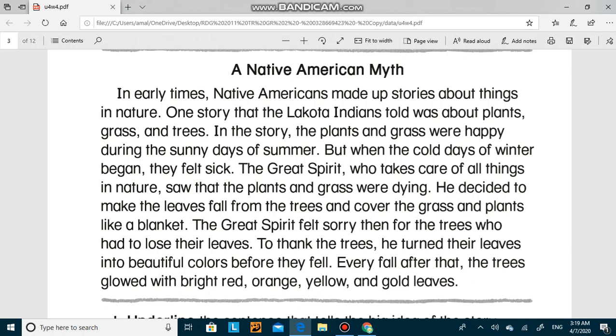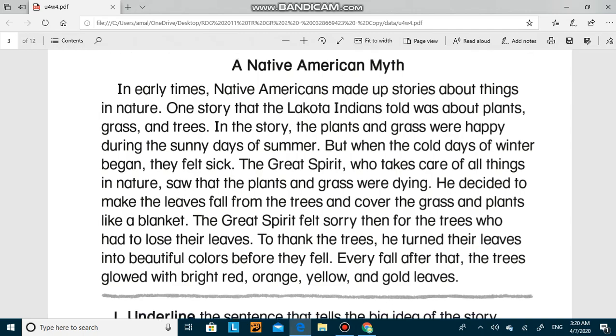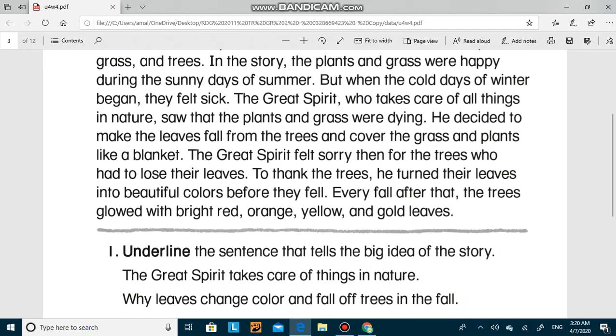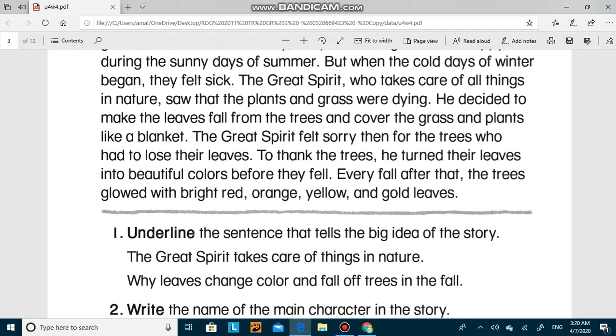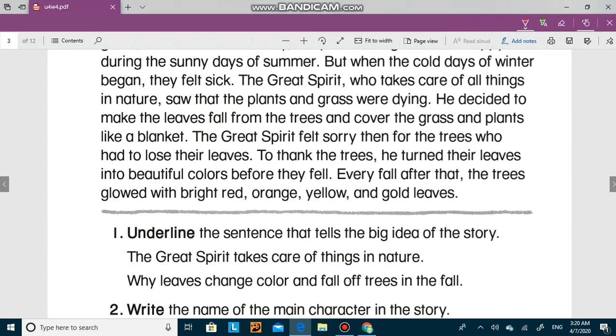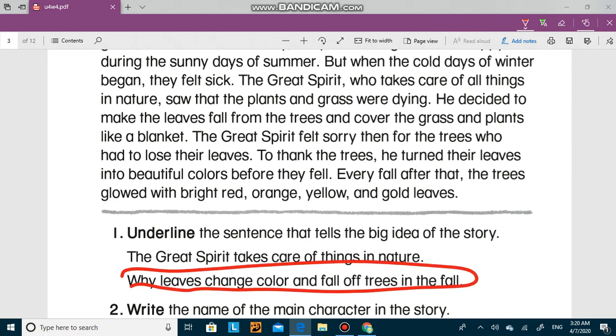Now, let us answer the questions below. Question number one. Underline the sentence that tells the big idea of the story. The big idea. It was what? The Great Spirit takes care of things in nature? Or why leaves change color and fall off trees in the fall? What do you think? Yes, good. Why leaves change color and fall off trees in the fall.